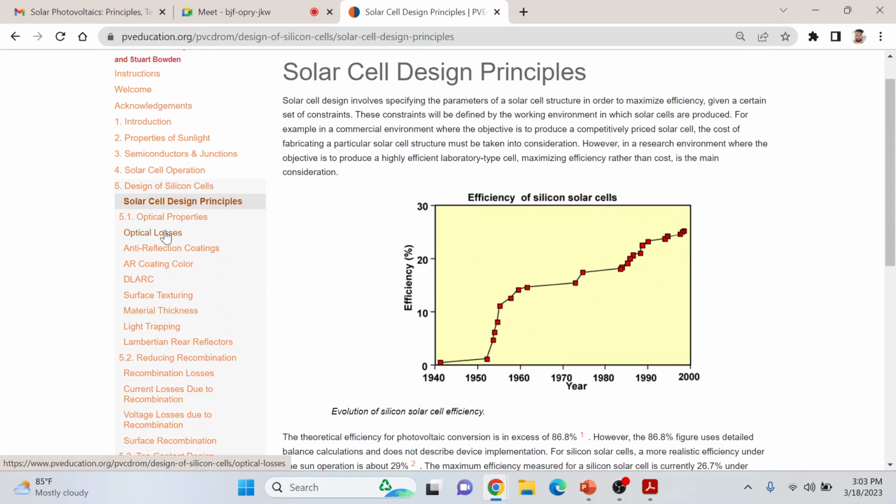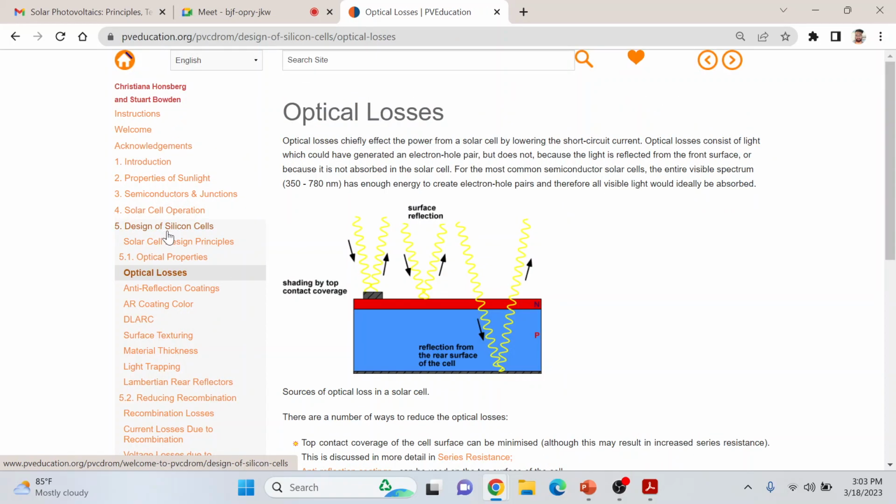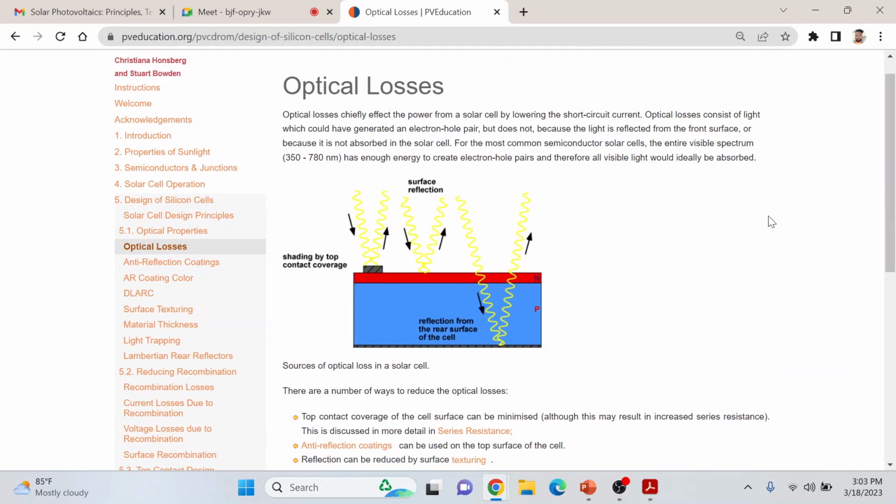After 10 minutes we'll definitely start the assignment. I'm just giving you a quick recap by the time others are joining. There are certain losses. The major loss is the optical loss. What happens in the optical loss, as we can see, is shading by the top contact coverage, surface reflection, and reflection from the rear surface. We have to minimize it.